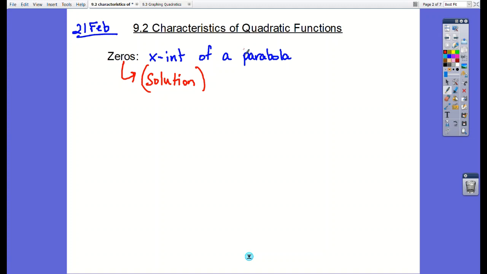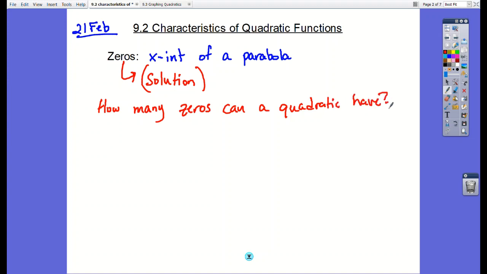So I want you guys to think for a second: if it's the x-intercept, and we already had a parabola on the board earlier, how many zeros can a quadratic have? So I'm asking you guys, what do you think? How many zeros can we have? Michael? 2. Okay, so we have 2, and visually that would look like this.